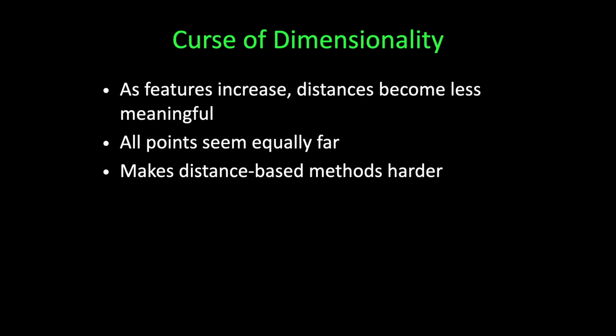This has direct impact on distance-based anomaly detection. If every single point is equally far from every other point, then how do we decide if it's an outlier? Similarly, density estimates become unreliable because the data is spread so thin across high-dimensional space. This is one reason why dimensionality reduction techniques like PCA and autoencoders are so important. They compress high-dimensional data into fewer, more informative dimensions, restoring the ability to meaningfully measure distance, density, or reconstruction error.